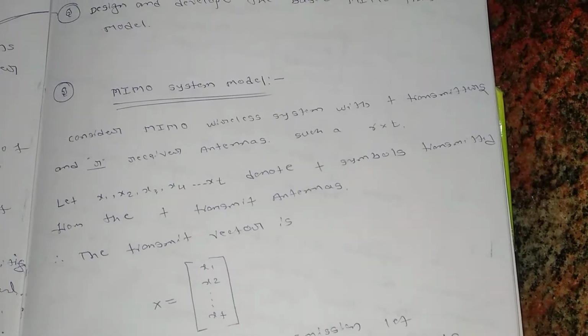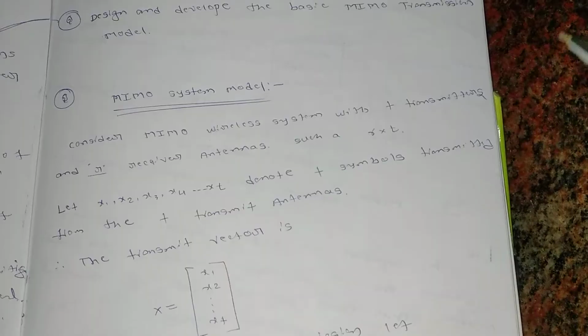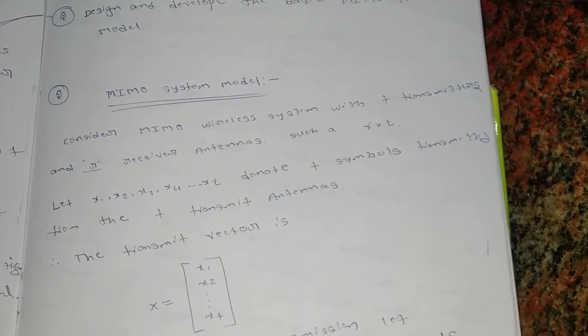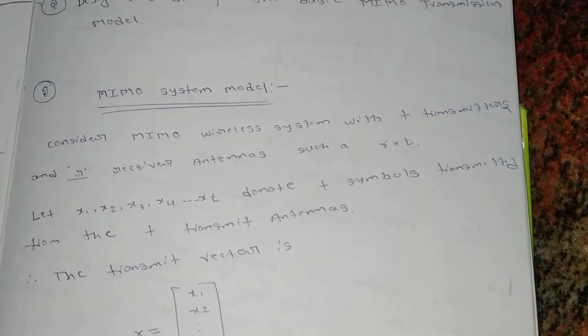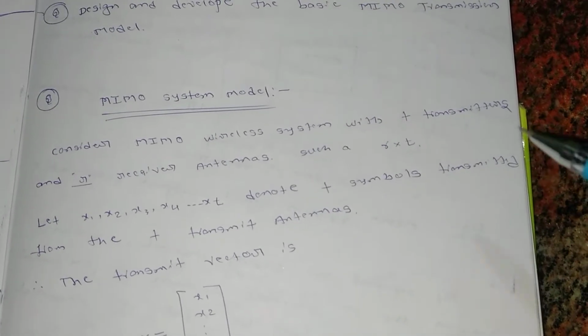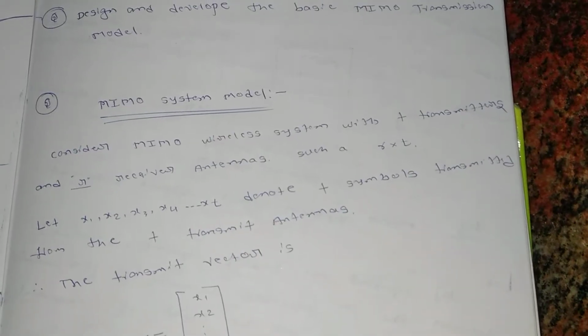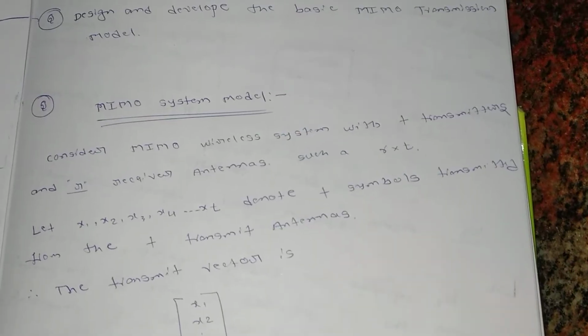Then I will be discussing SIMO, that is single input multiple output, then MISO, multiple input single output, then single input single output as well. So in the next sessions I will be discussing those things. For now I will just create a MIMO system model. If you want those things, you can check the playlist. I will be uploading those videos as well.